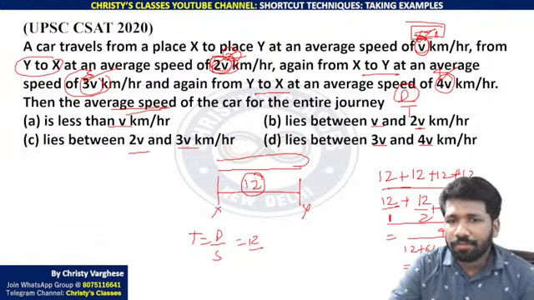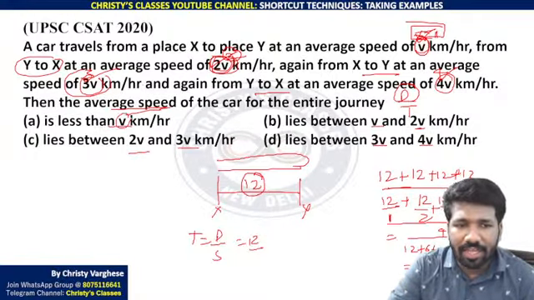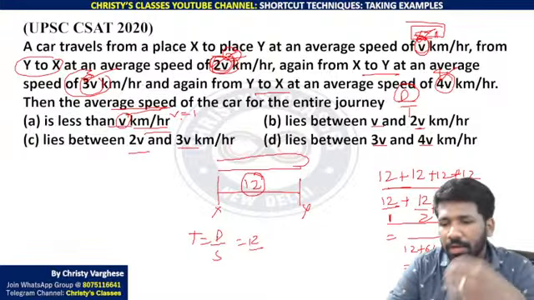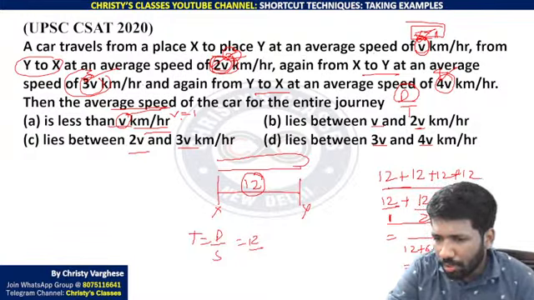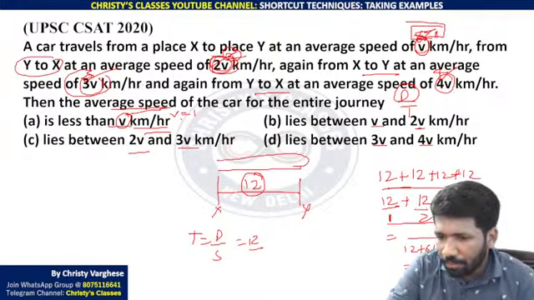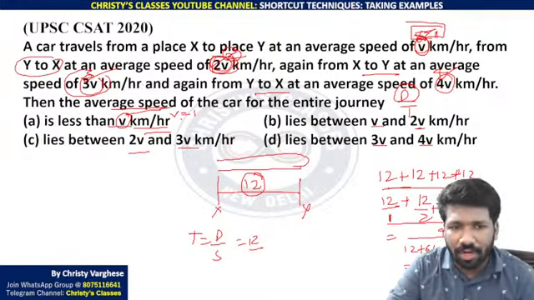The average speed of the car for the entire journey is less than v kilometer. What we have taken as v is 1 kilometer per hour. Less than. It is 48 by 25. When you divide that, you will get 1.92 kilometer per hour. 1.92 is not less than 1. V is 1. So this is wrong.